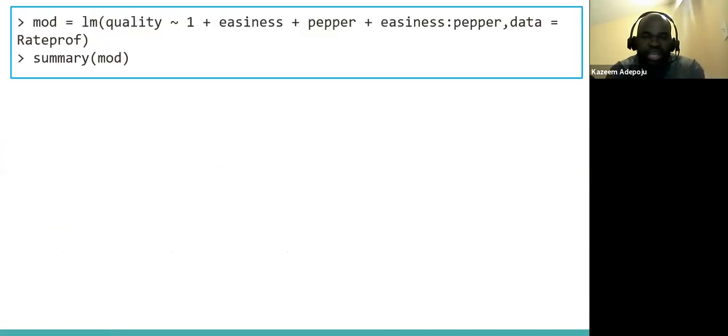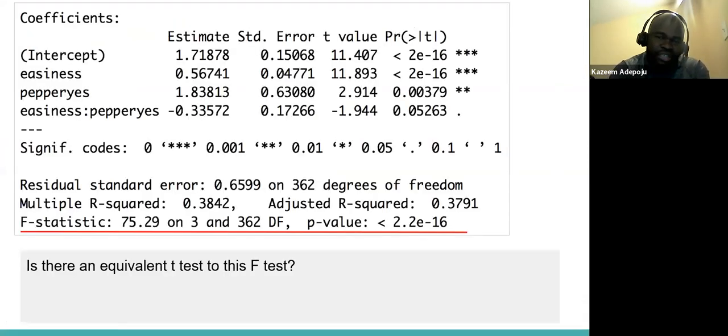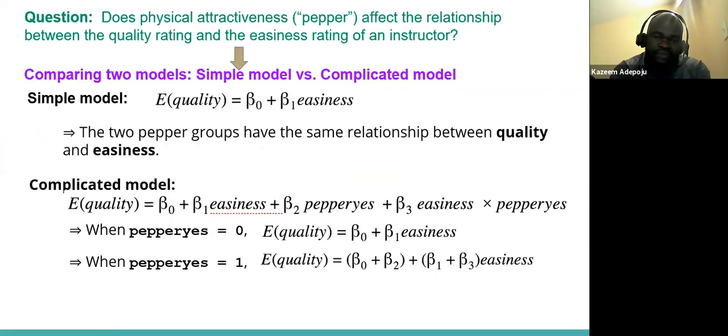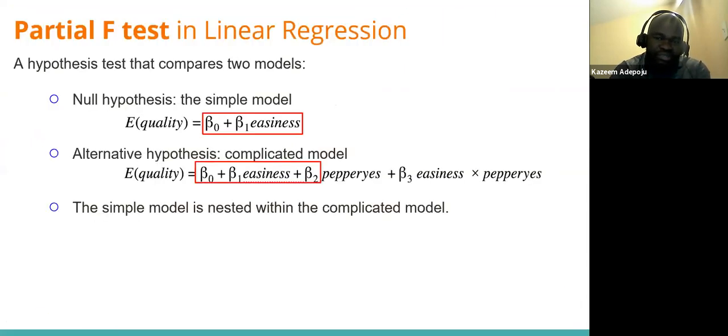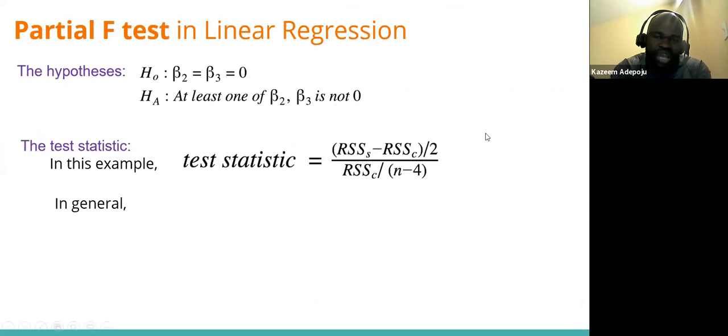Now, take a look at the partial F test now. The formula is totally different. You can see the formula is totally different right here, and I'm going to tell you the meaning of this formula. This is the residual sum of squares of the simple model. The subscript here is indicating the simple model. This is the residual sum of squares of the complicated model.